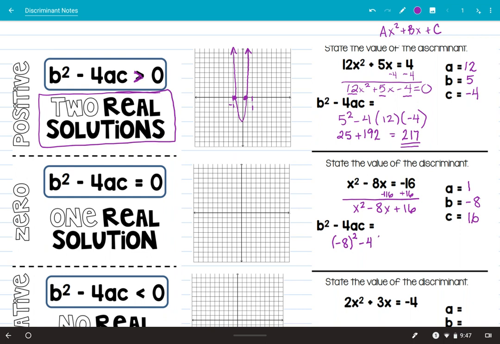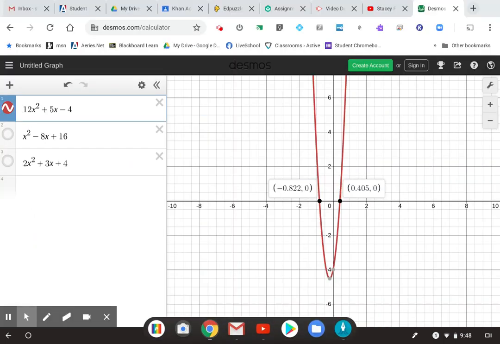It's b squared minus 4 times your a times your c. We all know that negative 8 times negative 8 is 64. Minus 4 times 1 times 16 is also 64. So it's going to be 0. When it becomes 0, it means it has one solution. What that means is that the graph is going to touch the x-axis once and then jump back up.